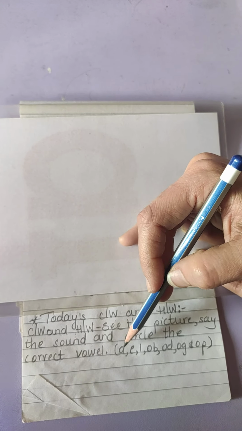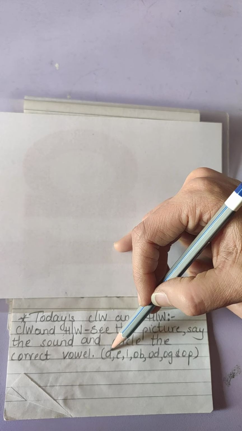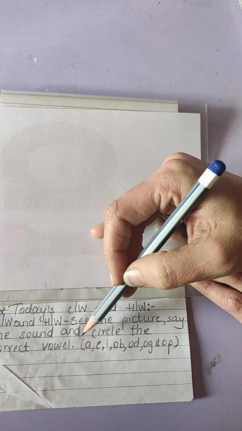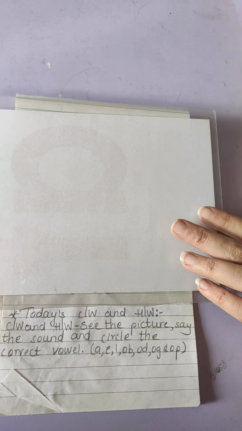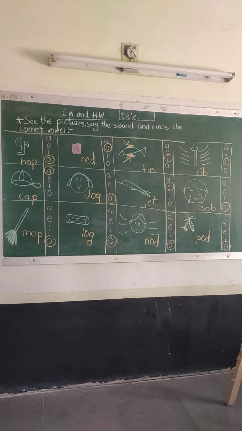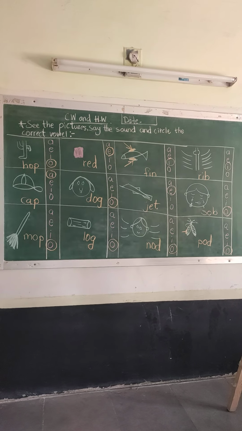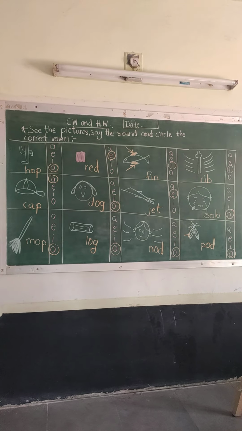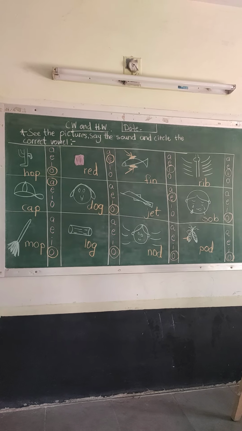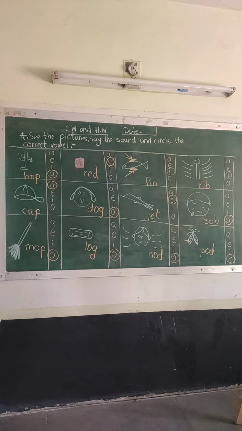We had the pictures of letter A, E, I, ob, od, og, and op words. This is your today's classwork, children. Until then, keep practicing. We will meet in the next video. Until then, keep practicing your phonic sounds. Keep revising A, E, I, ob, od, og, and op words.